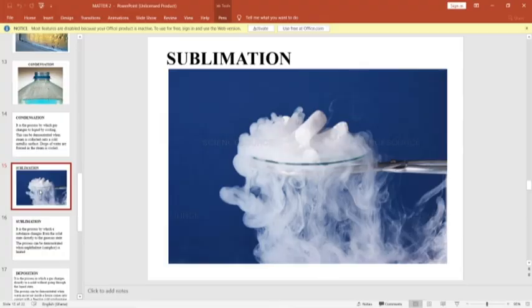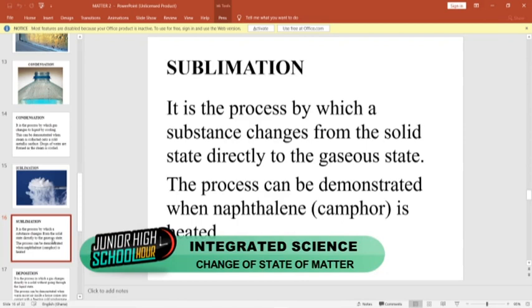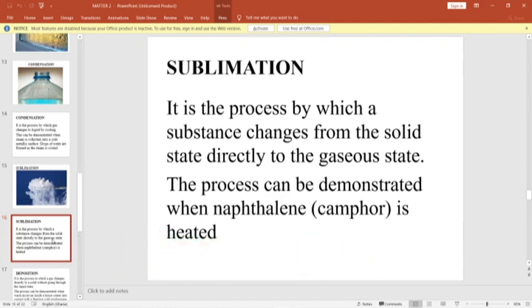Let's look at our next process, which is sublimation. As you can see on your screen, we have a picture showing the process of sublimation. Now, sublimation is the process by which a substance changes from the solid state directly to the gaseous state without passing through the liquid state. The process can be demonstrated when naphthalene, or what we normally call camphor, is heated.